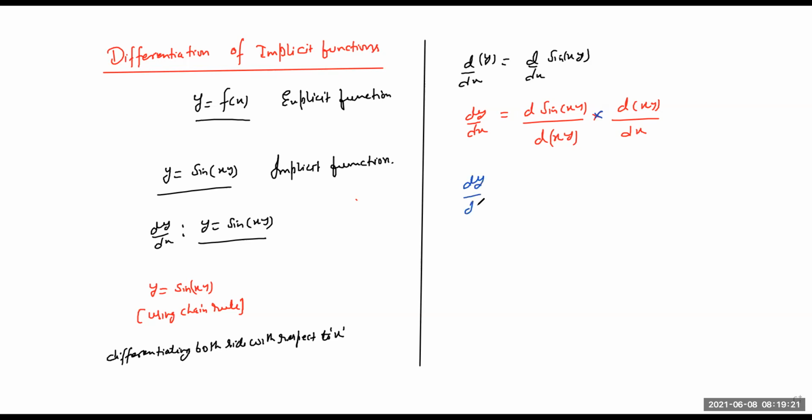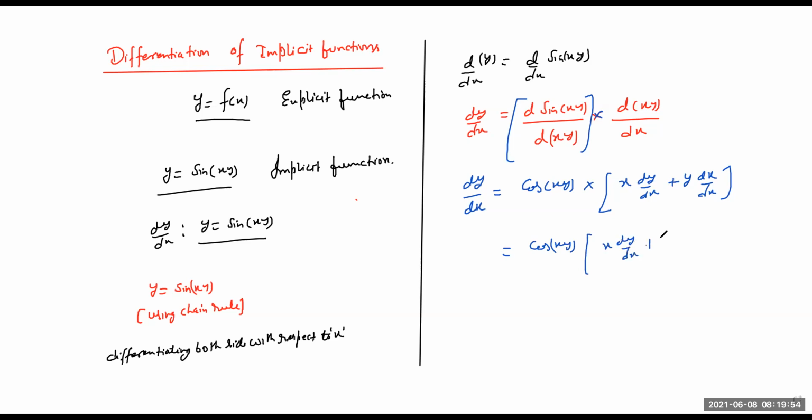So dy by dx is equal to, by the chain rule, cos of xy. But this derivative of xy is itself like a product rule. So we can write this as x outside and the differentiation of the second term, plus y outside and the differentiation of the first term. And now what is interesting here is that we have dy by dx on both sides of the equation. So what we'll do is rearrange to bring it to one side.